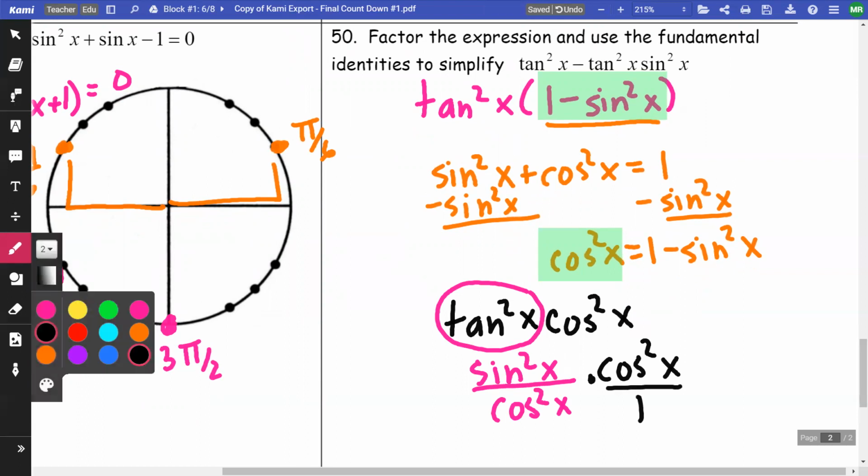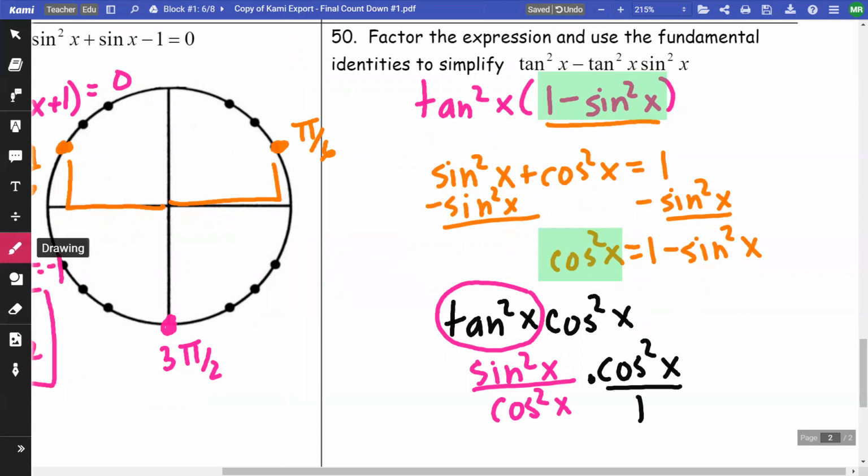And then I can cross out this cosine squared x and this cosine squared x. And this whole entire thing reduces to sine squared x. And that is our answer.